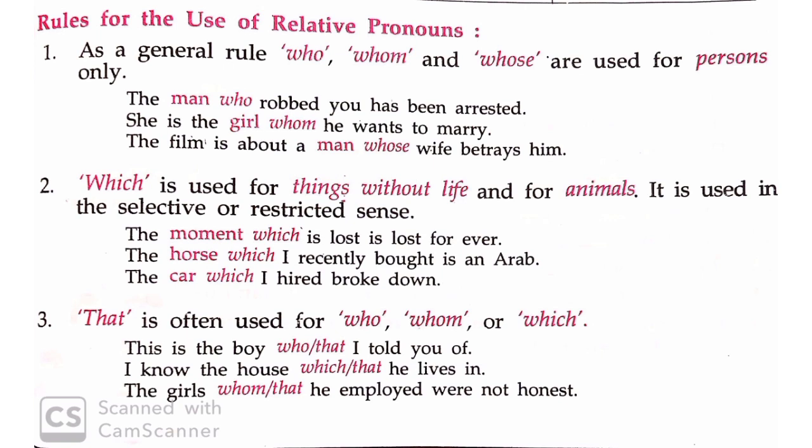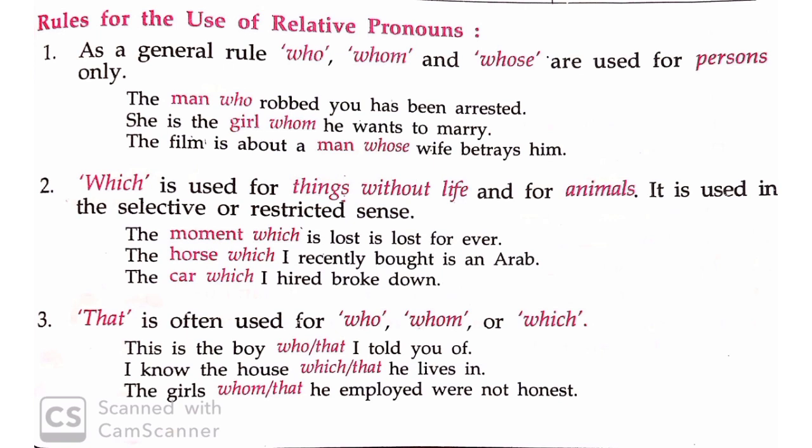She is the girl whom he wants to marry. The film is about a man whose wife betrays him. In all these three cases there is a person. So who, whom and whose are always used with persons.